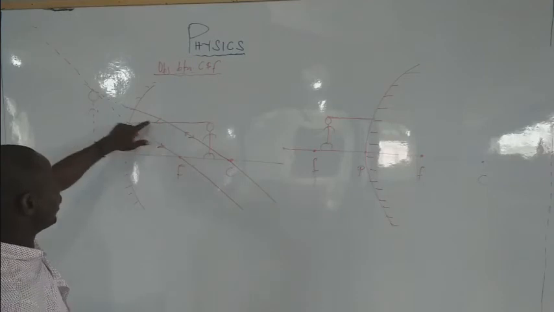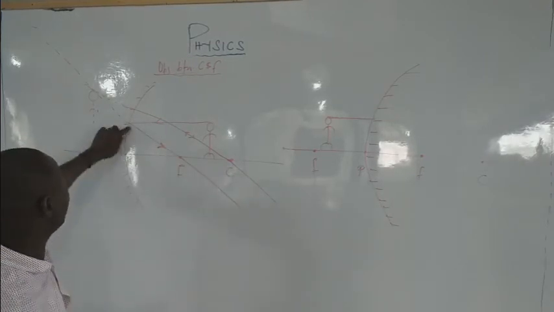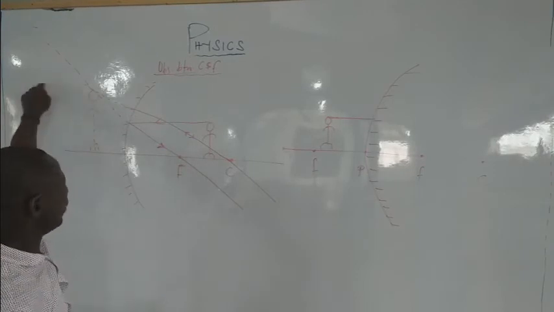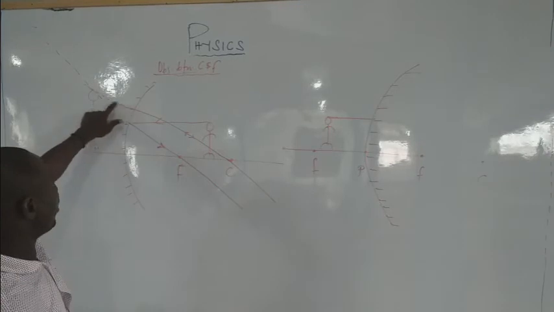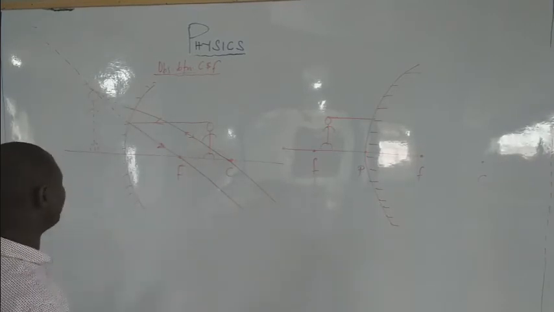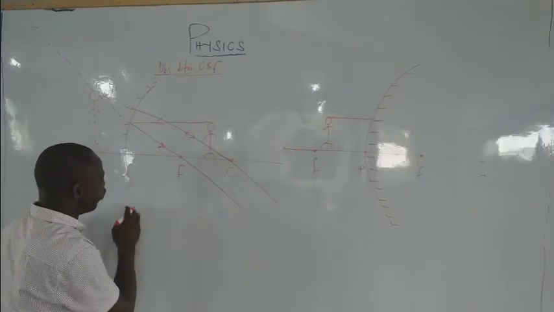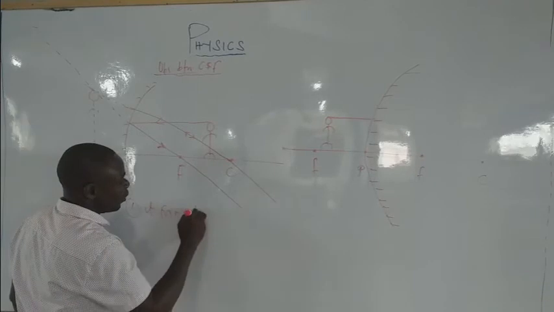Again, when the ray of light is parallel to the principal axis, it passes through F to the mirror after reflection. So this is the reflection of the ray. Then, when it passes through C to the mirror, it travels along the same path. So they meet here, and the image forms there. So what are the characteristics? Number one, it forms behind the mirror.